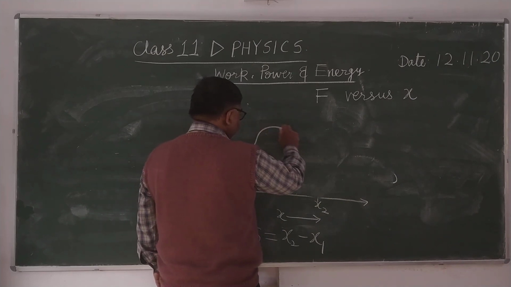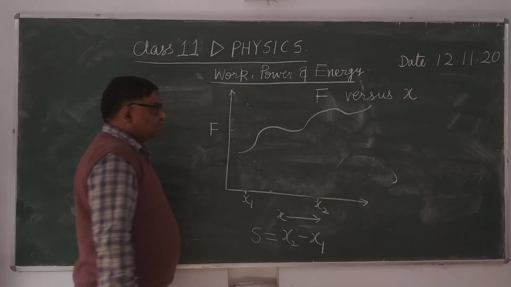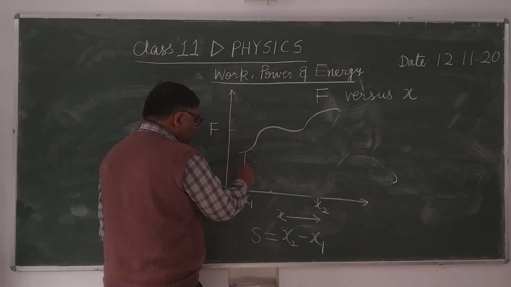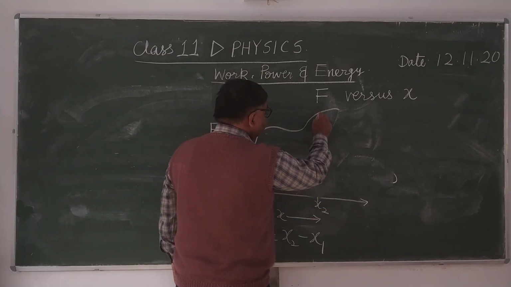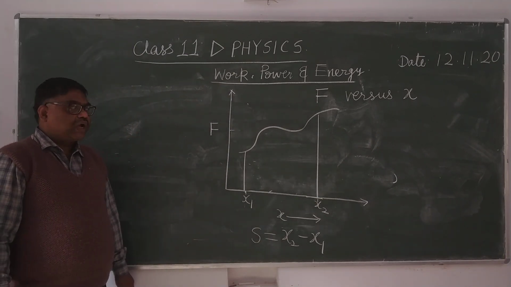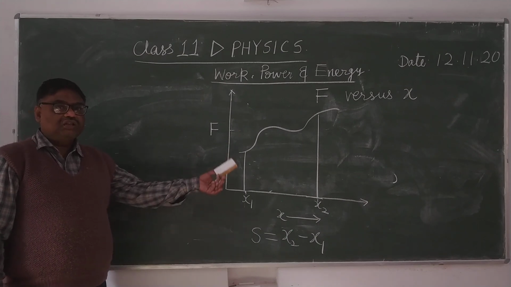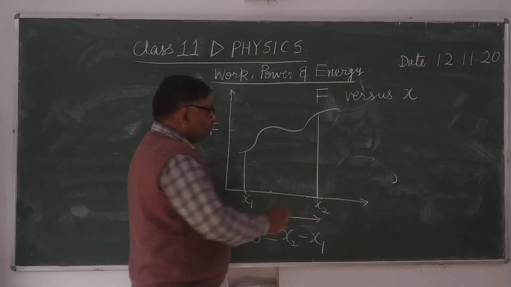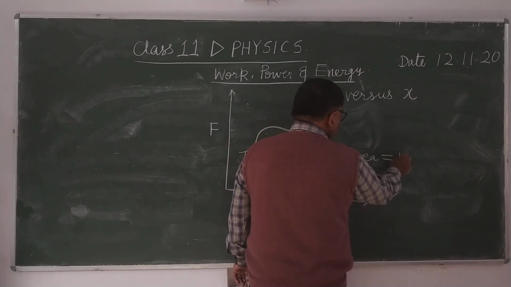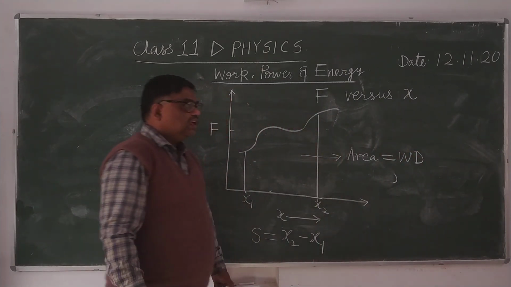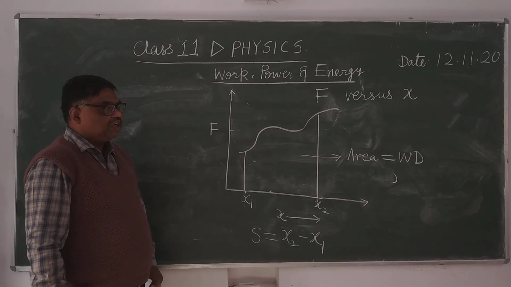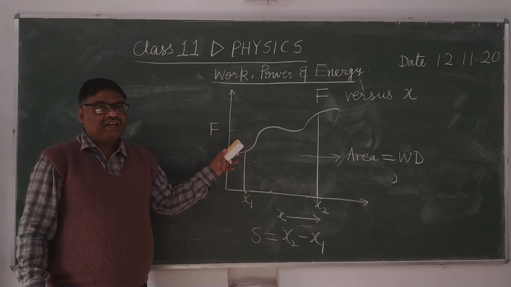Here I have made an arbitrary graph. Here the magnitude of force is varying. Suppose you have to calculate the work done when the body gets displaced from position x1 to position x2. How will you calculate this? Here also, this area will be the work done. We have propagated the same concept. If you can calculate this area, then it will be equal to the work done. Now, how will you calculate this area? Because one of the sides is not straight, it is curved.